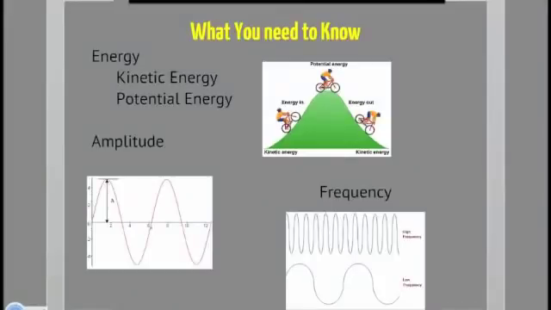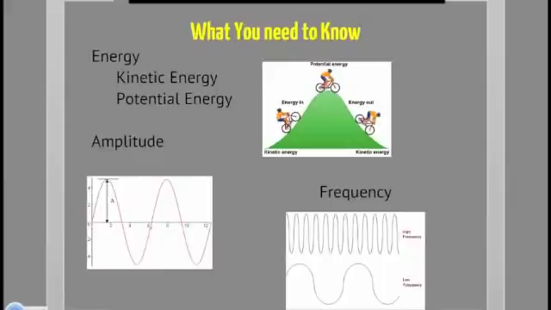Before I start explaining resonance, I'll describe a few terms that are needed to understand it. The terms are energy, amplitude, and frequency. Energy is defined as the ability of an object to do work. Two basic forms of energy that we usually consider are kinetic energy and potential energy. Kinetic energy is the energy of motion, and potential energy is the energy of position.